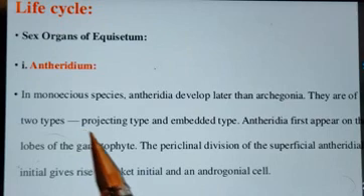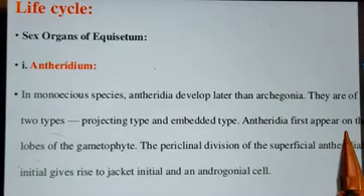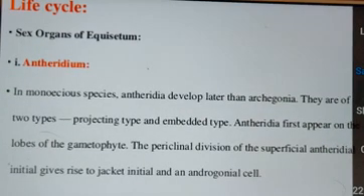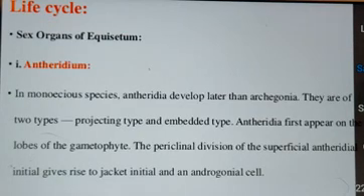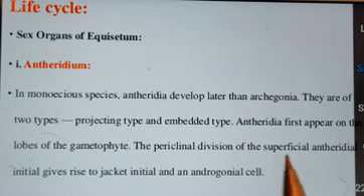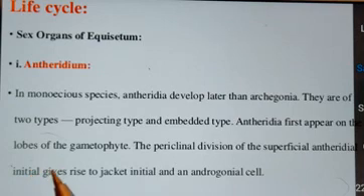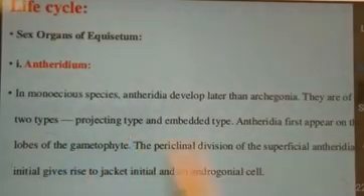So they are of two types: projecting type and embedded type. Antheridia first appear on the lobes of the gametophytes. Gametophyte means the plant condition where the male or female gametes are present. Periclinal divisions occur on the superficial antheridial initial, periclinal meaning parallel to the surface. Superficial antheridial initial means a single cell responsible for division to produce the antheridium.